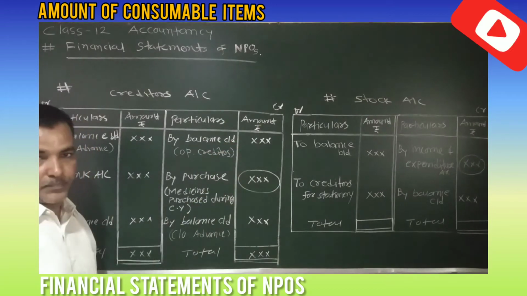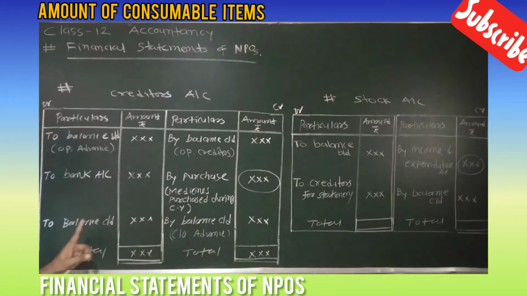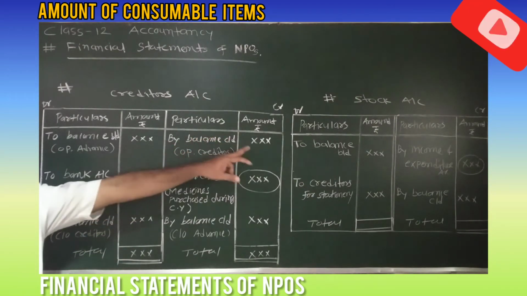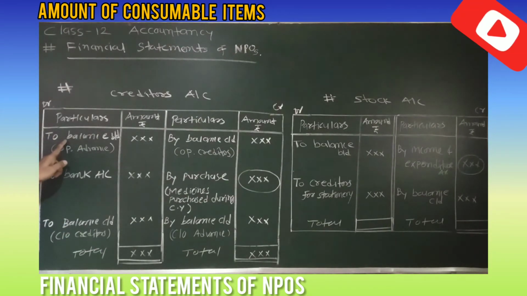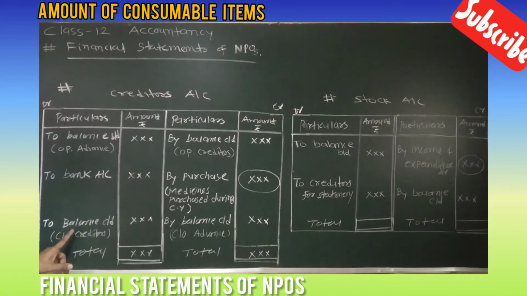Creditors in the beginning. Similarly, to balance carried down. This is closing creditors. So opening creditors will go on the credit side and closing creditors you will write on the debit side. So this is opening advance, this is opening creditor, this is closing creditor, and this is closing advance.